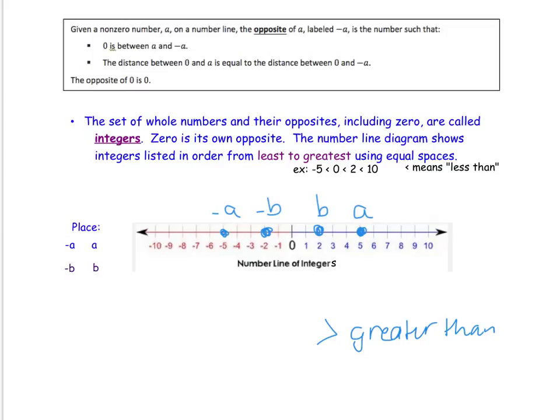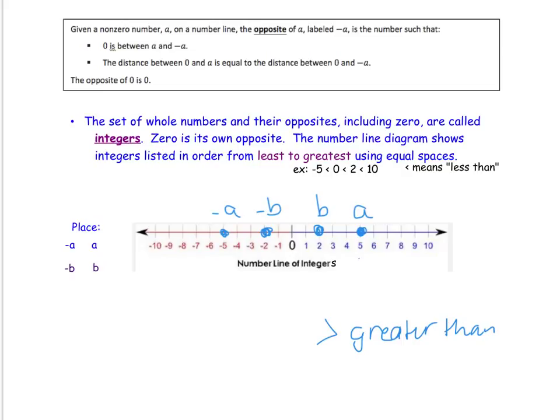Alright, I chose my A is 5. So the opposite of my A is negative 5. So these are opposites. They're both 5 units away from 0. For B, I decided to have my B as 2. So the opposite is negative 2, so I labeled that B and the opposite of B. We could have used any.